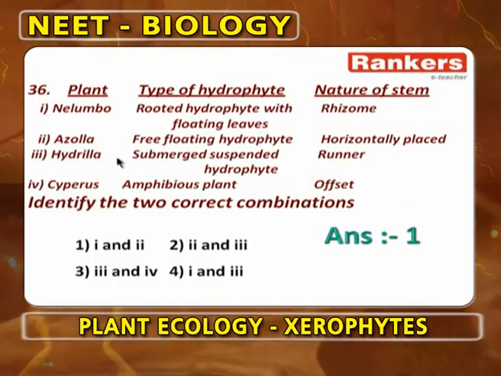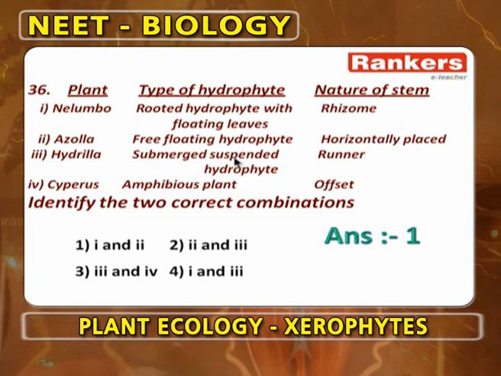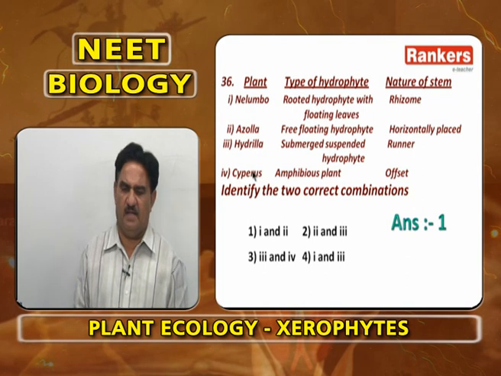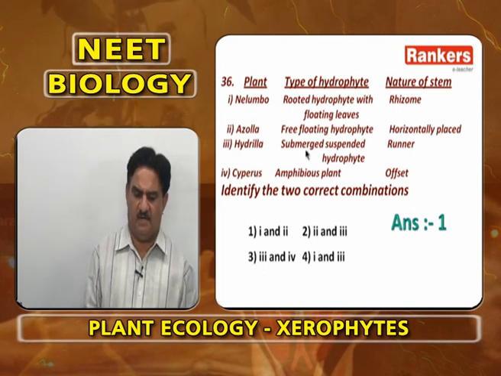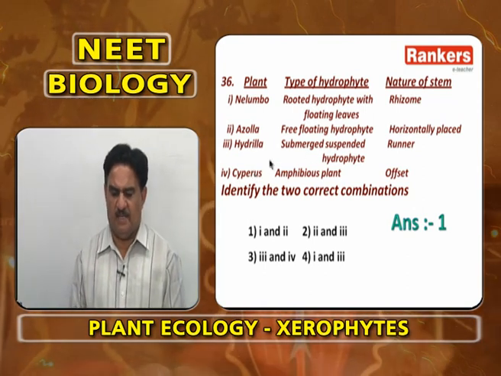Then Hydrilla, submerged suspended hydrophyte, and stem is a runner, wrong. Hydrilla is a submerged suspended hydrophyte is correct, but the stem in Hydrilla is not a runner. It is just a plant with whorled phyllotaxy. All the leaves at each node are present in a circlet, which is called whorled phyllotaxy.